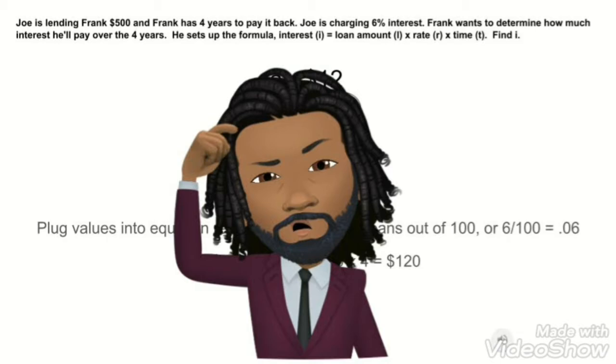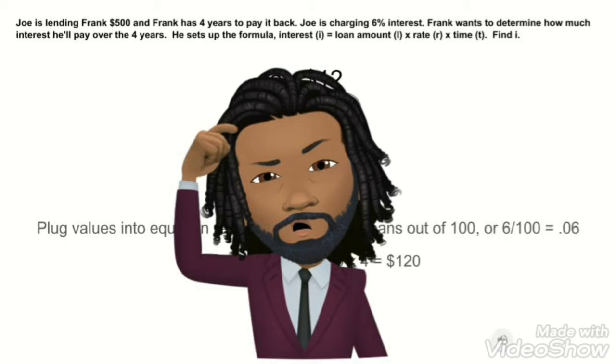Joe is lending Frank $500, and Frank has 4 years to pay it back. Man, that sounds like the bank. It sounds like Joe is the bank. See, you got to relate this to money. Next time you loan somebody something, make sure you charge them interest. Because Joe is charging Frank 6% interest.